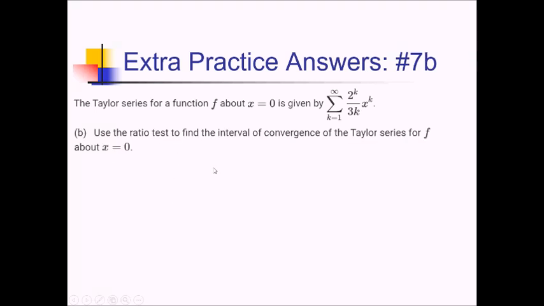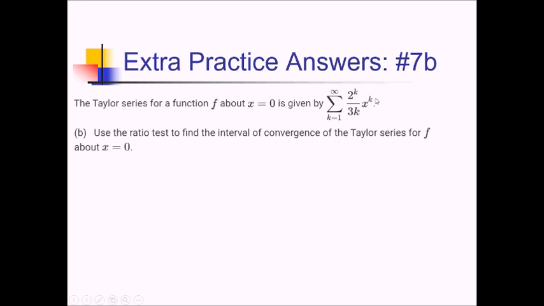For this part, they want us to use the ratio test to find the interval of convergence for the Taylor series here. Well, since this is not geometric, we're going to have to use the ratio test whether they told us to or not. So we're going to have the limit then, as n approaches infinity, of the absolute value of n plus 1th version of this over the nth version.